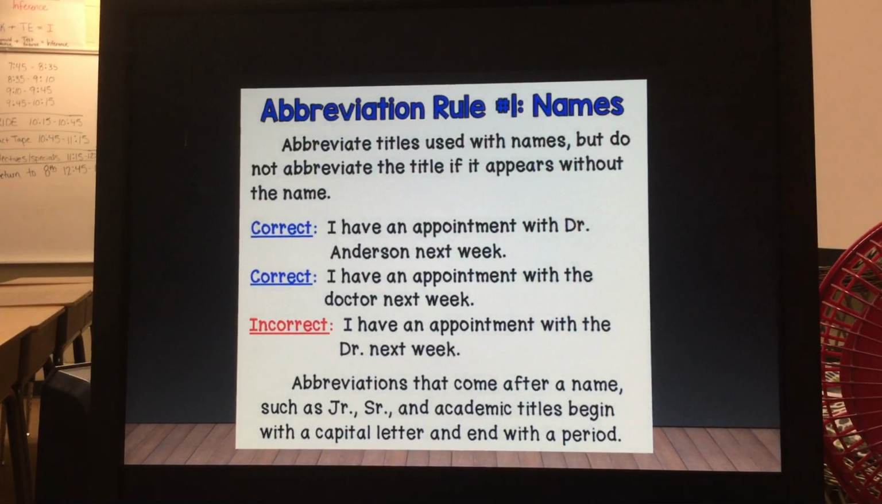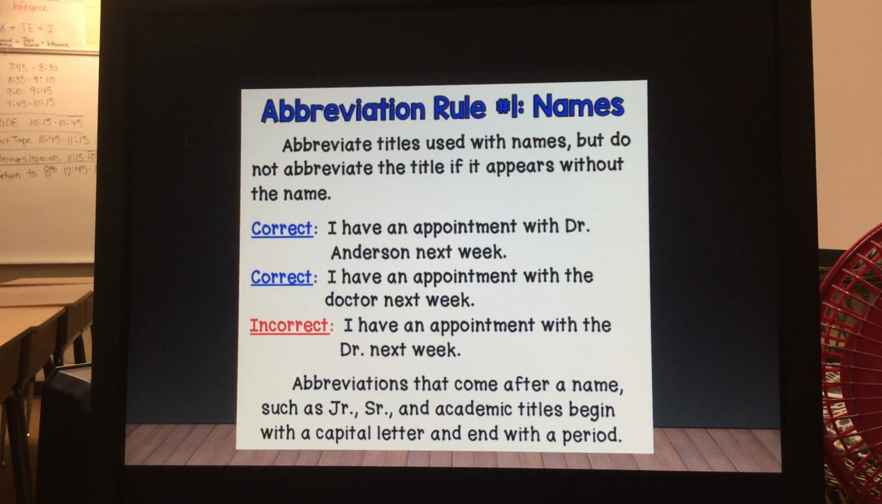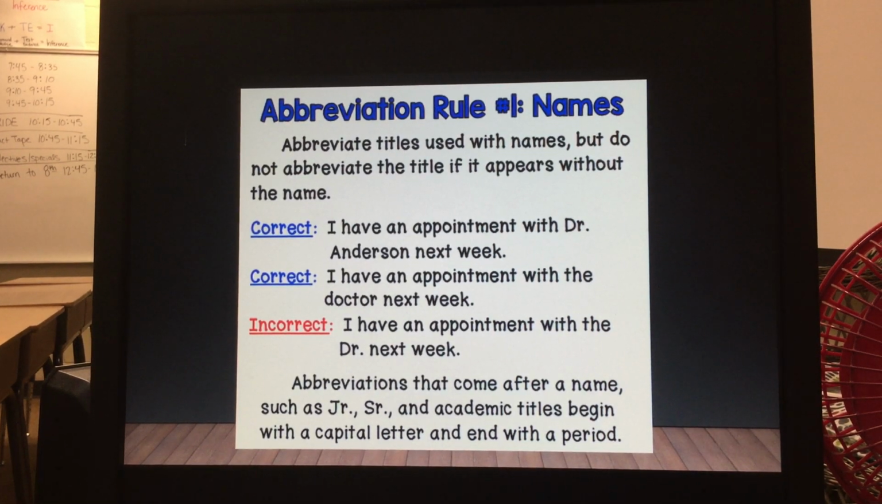So here's abbreviation rule number 1, names. You abbreviate titles used with names, but do not abbreviate the title if it appears without the name. So for example, I have an appointment with Dr. Anderson next week. Capital D-R period would be correct in that sentence. I have an appointment with the doctor next week would be correct. However, saying I have an appointment with the Dr. next week is not correct.